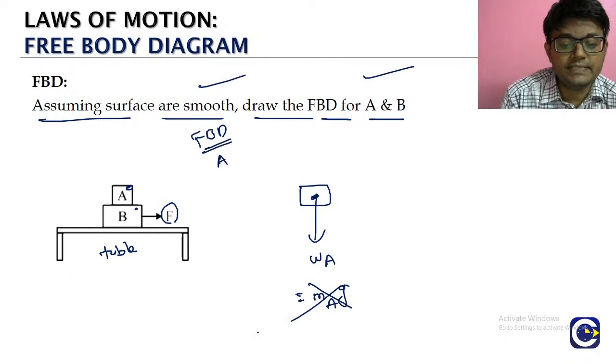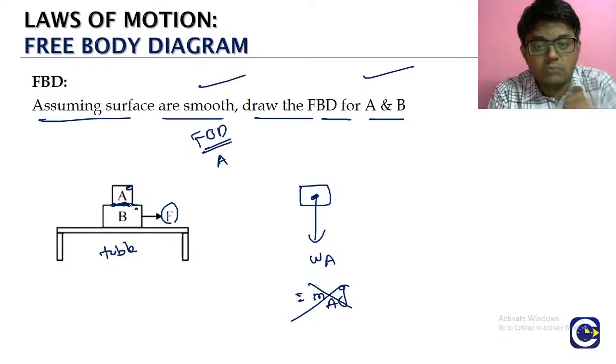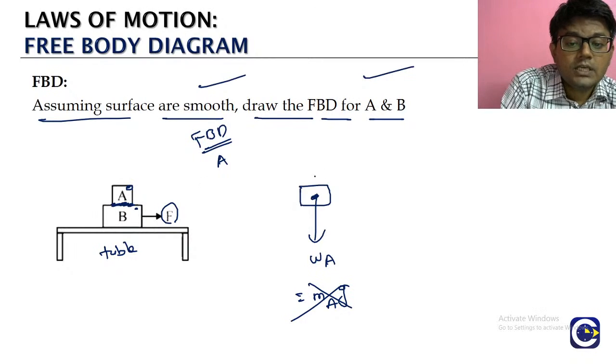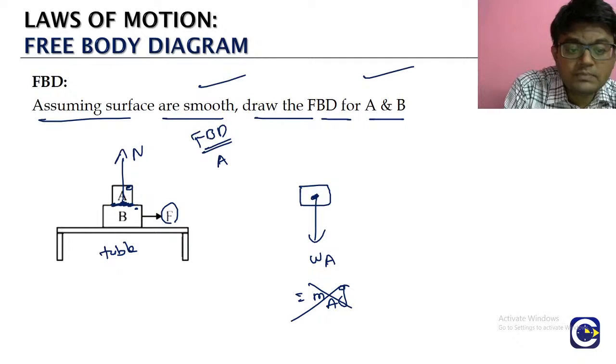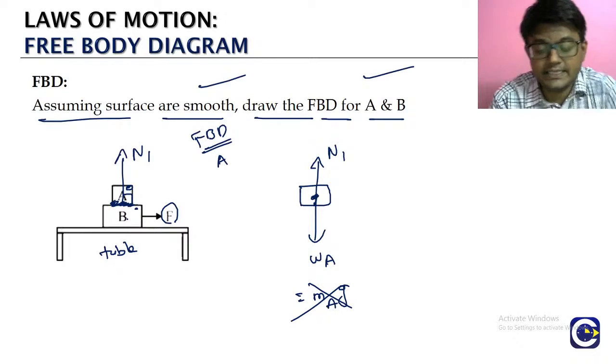But we don't know this yet. Okay, so we'll represent it as what? Weight. Then what else is there? Look at this carefully. There is a contact between block A and block B, which means what? There will be a normal reaction acting on block A from that contact, isn't it? So let us call it N1. So there will be a normal reaction acting from that contact surface. It will be perpendicular into block A, like that.